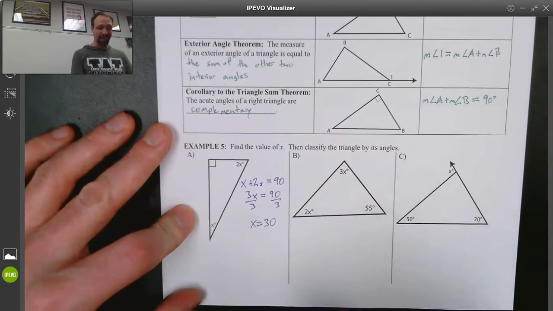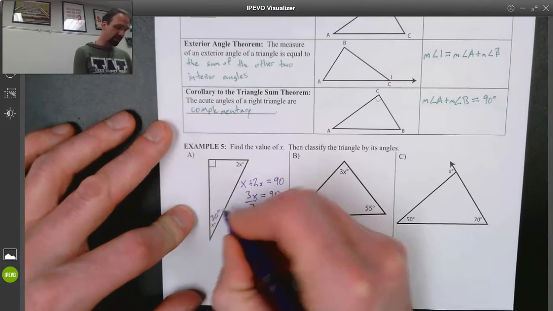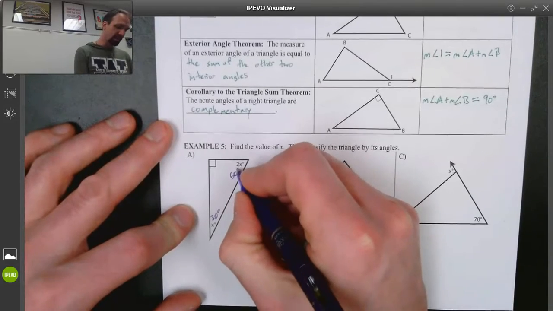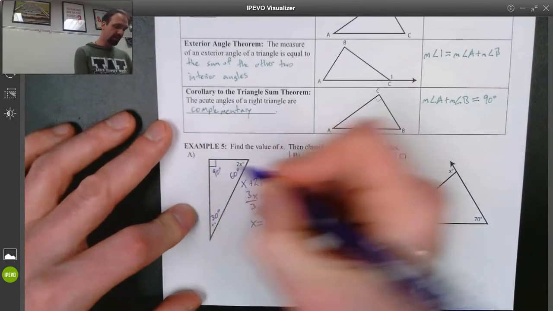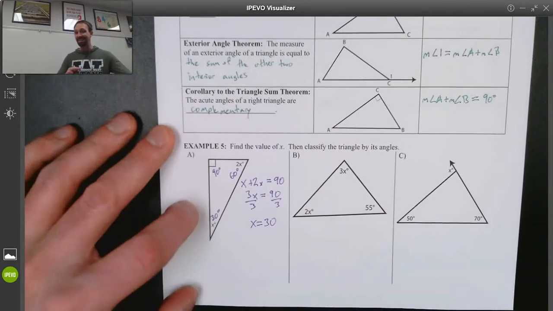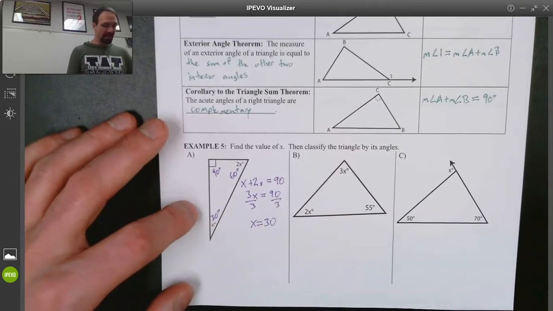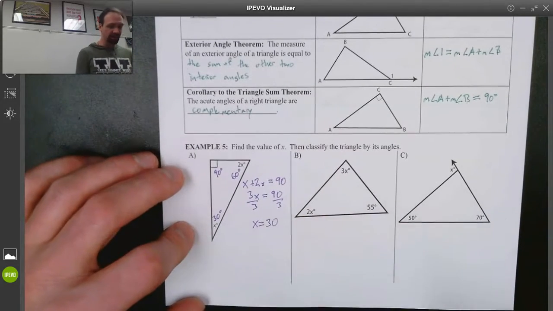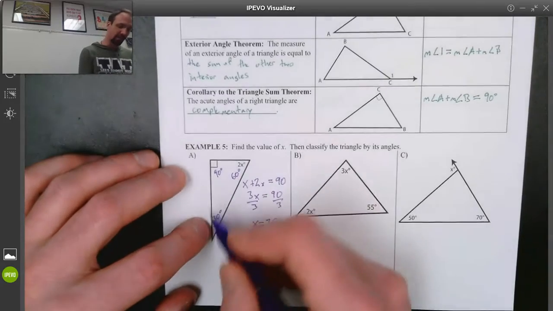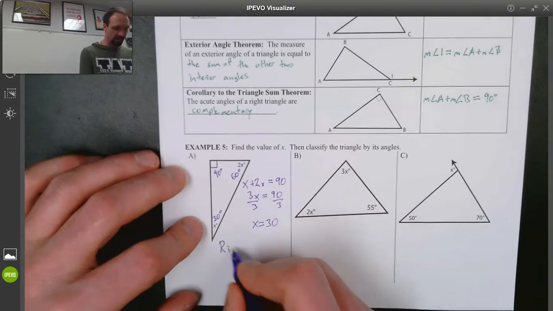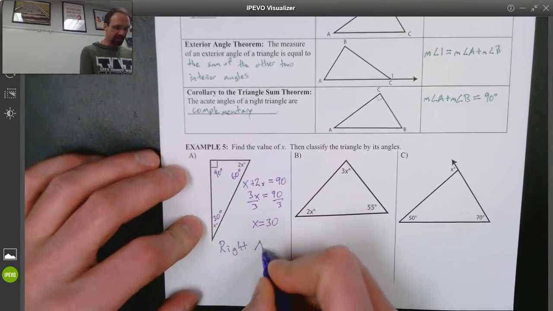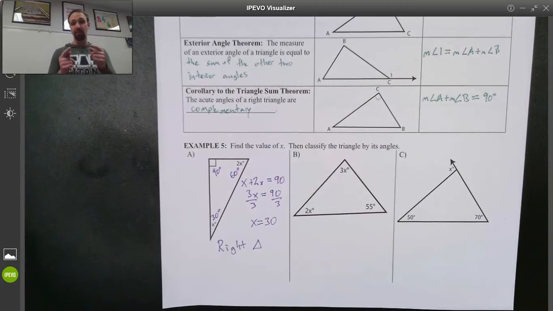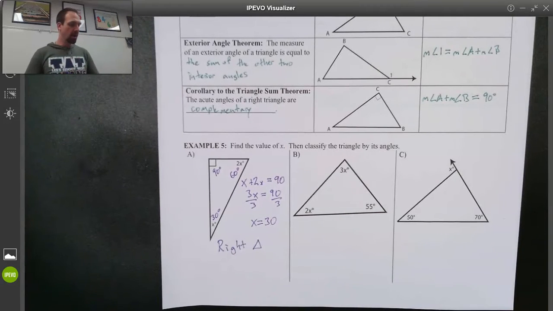Which means that this angle measurement here is 30 degrees. This angle measurement here is 60 degrees, and that's 90 degrees. Knowing that, I know that this is an acute triangle. Sorry, this is not an acute triangle. This is a right triangle. These two are acute. That's a right triangle, because we have one angle being 90 degrees and the other two are not.